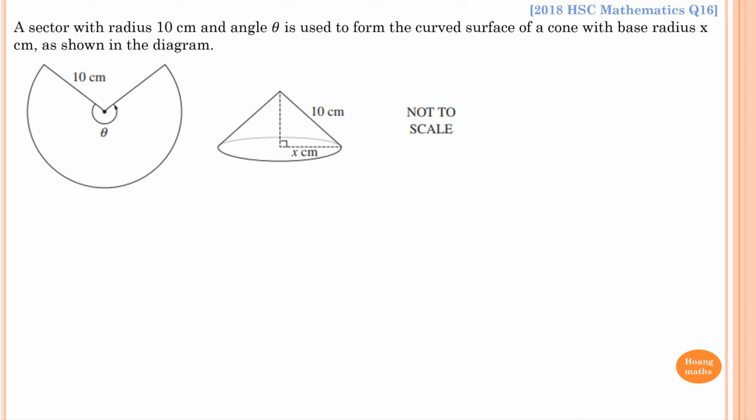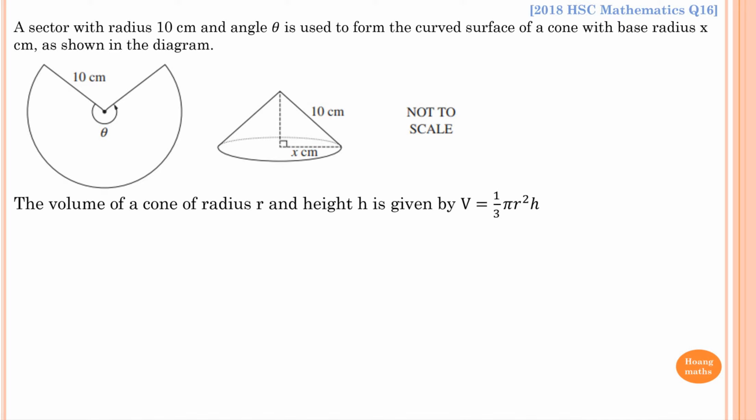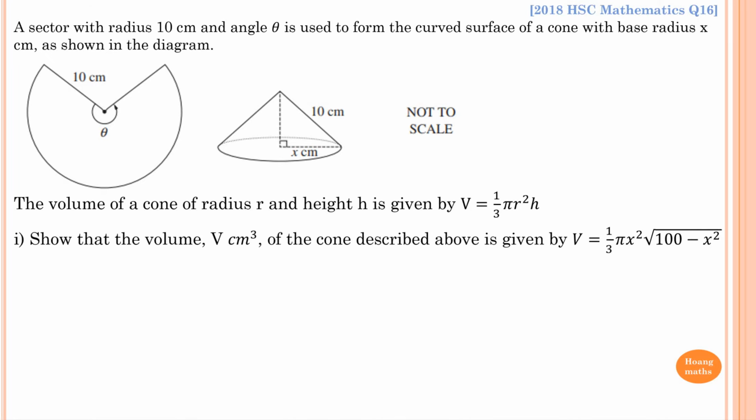A sector with radius 10 centimeters and the angle theta is used to form the curved surface of a cone with base radius x centimeters, as shown in the diagram. The volume of a cone of radius r and height h is given by V equals a third pi r squared h. Part 1. Show that the volume V cubic centimeters of the cone described above is given by V equals a third pi x square root of 100 minus x squared.